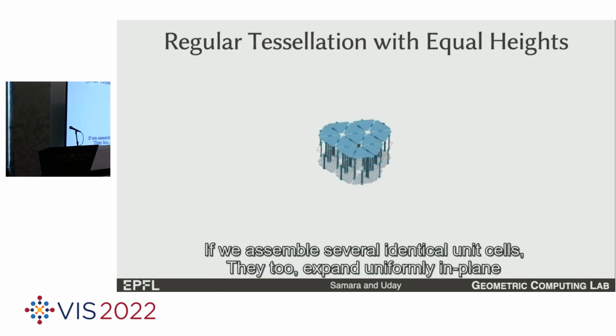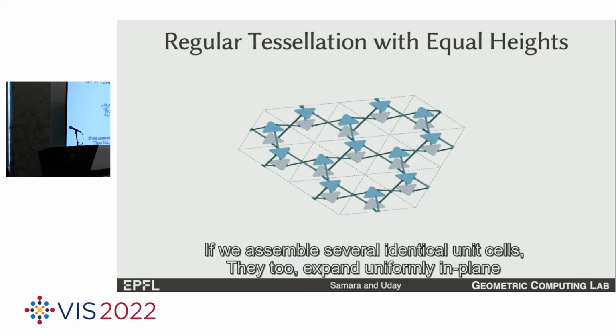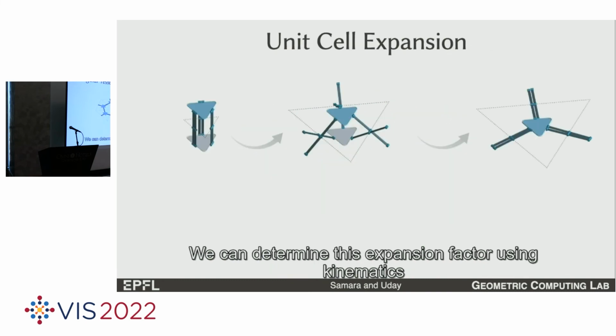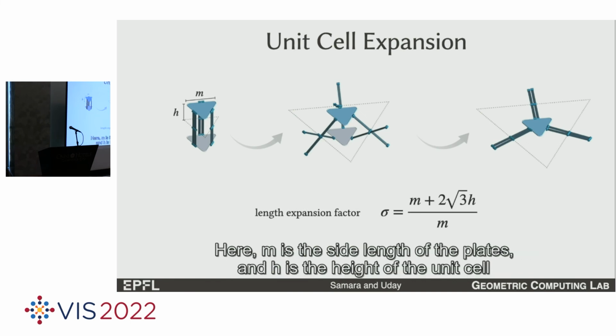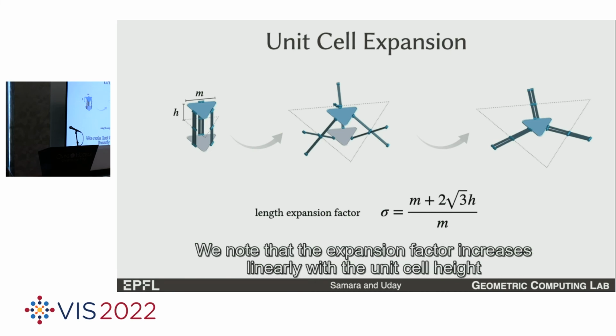If we assemble several identical unit cells, they too expand uniformly in plane. We can determine this expansion factor using kinematics. Here, m is the side length of the plates and h is the height of the unit cell. We note that the expansion factor increases linearly with the unit cell height.